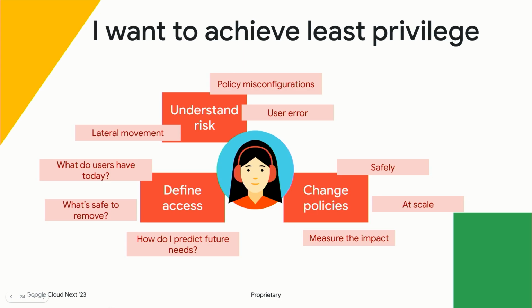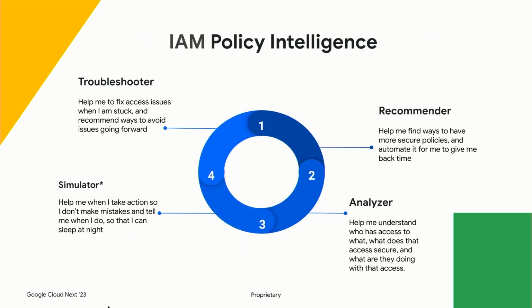So you want to attain least privilege, right? So how do you do that? You need to make sure that access is appropriate to your business needs. What's safe to remove? What will users need in the future? What's recommended? How do you get a good understanding of risk? It's so much. What do I do, Elliott?